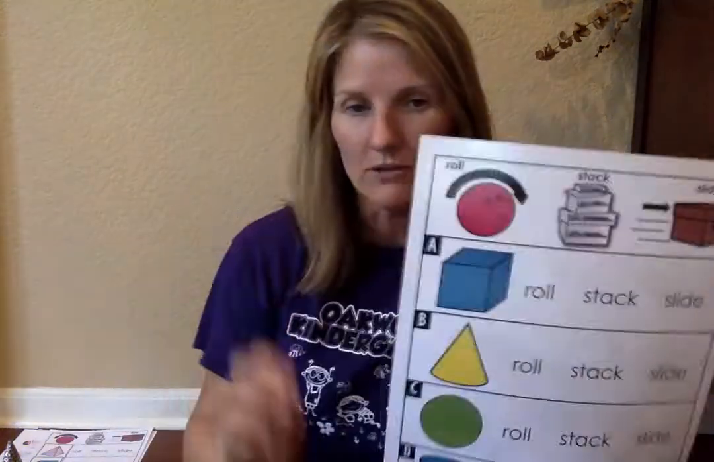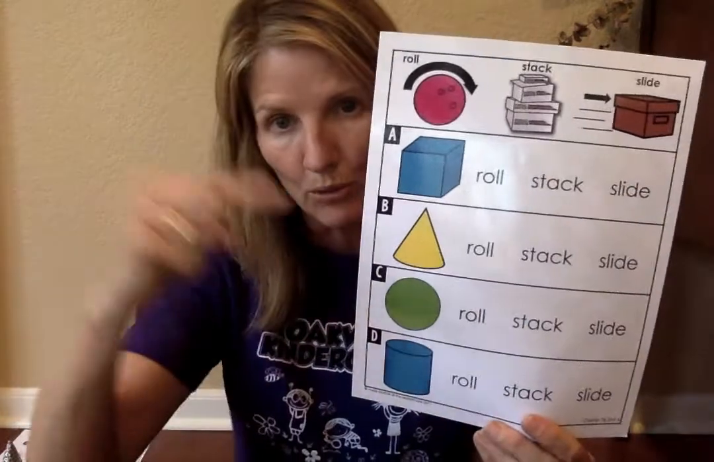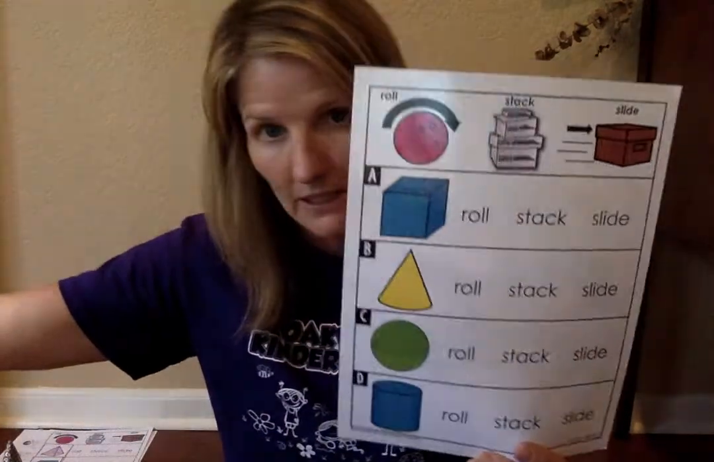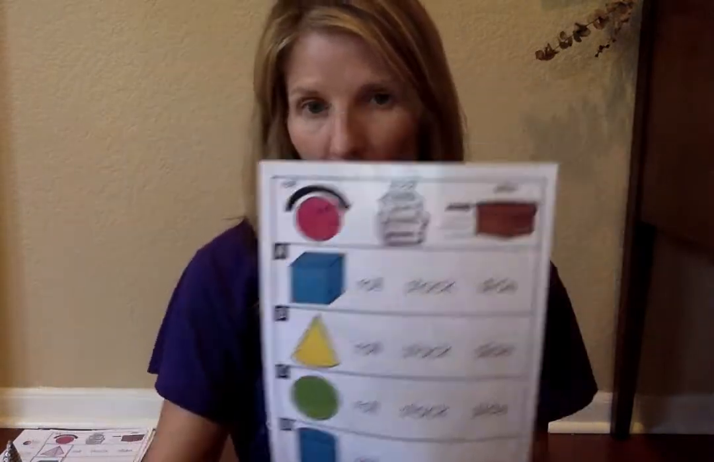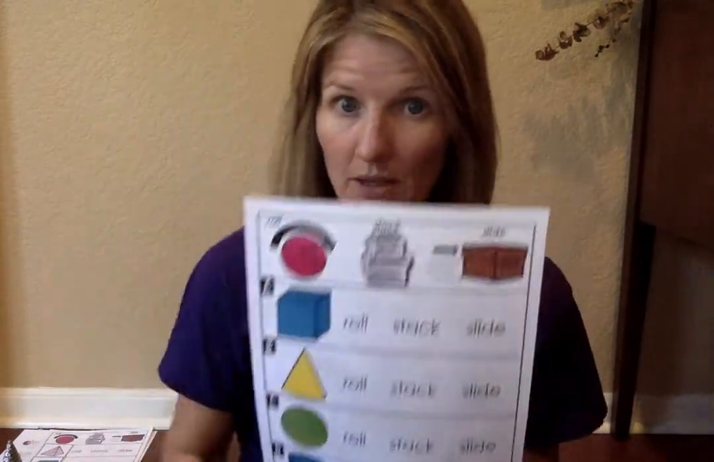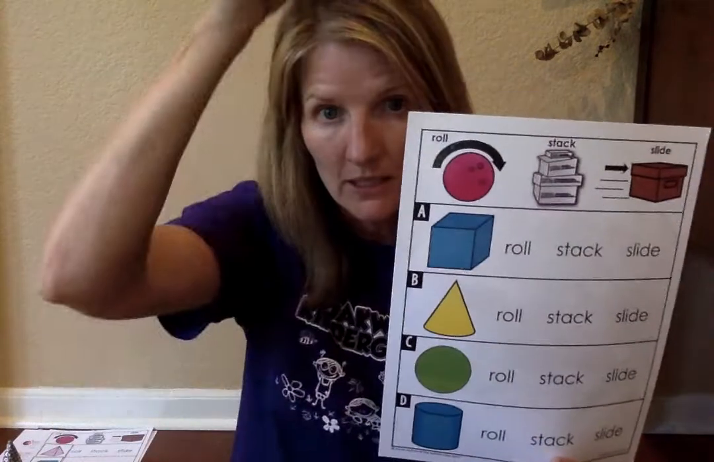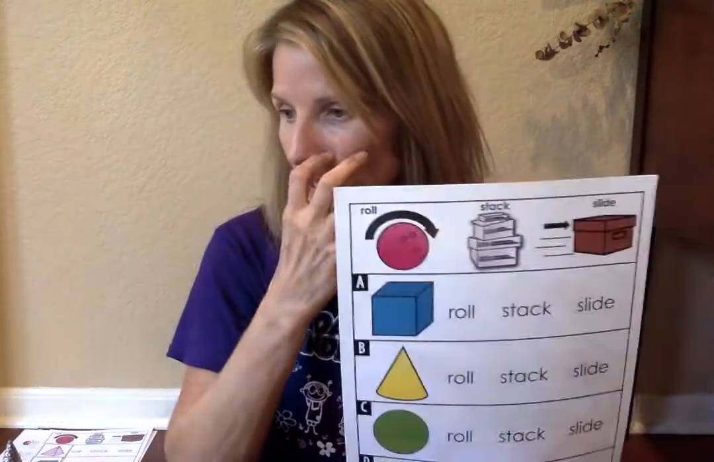So we are going to make predictions. You get to be a scientist as well as a mathematician today. Scientists make predictions. They think about what they know and they make a good guess or hypothesis. So if we are going to look at our different 3D shapes, rolling means they'll just keep rolling until something stops them. When we're talking about stacking, that means one on top of the other. One shape on top of the other, okay? So cylinders on top of cylinders, pyramids on top of pyramids, because you can. Well, we'll talk about that later.